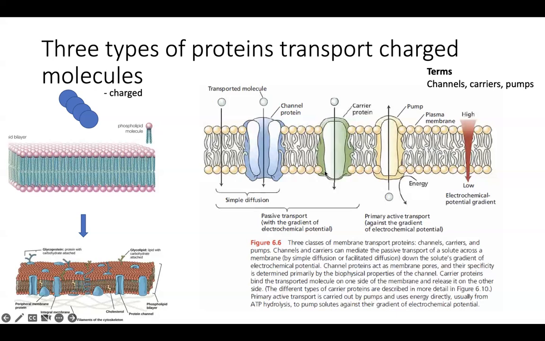Maybe by size, hocam. By adjusting the size of the channel, we can prevent larger molecules from entering or getting out through that particular channel. Okay, good. Other ideas?